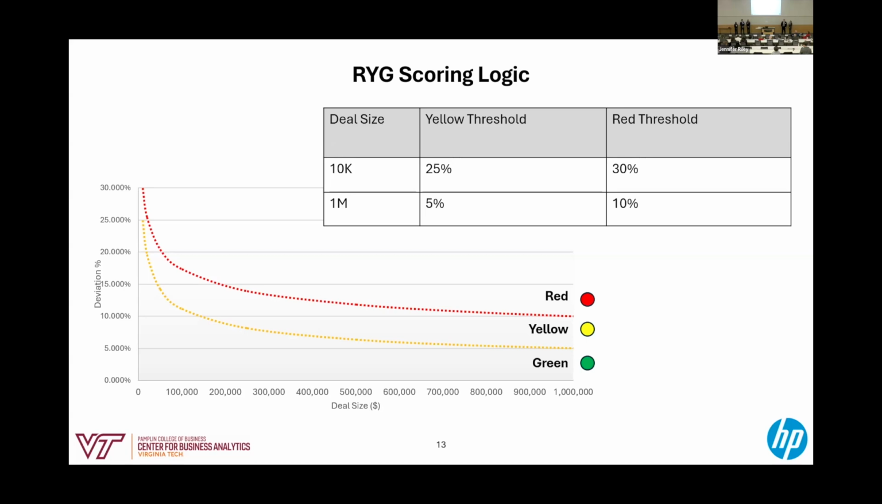Once we establish the allowed deviation from the curve, we can compare it to the actual deviation from the target. If the deviation is below the yellow line, then the product is categorized as green. If it's between the yellow and the red lines, then the product is categorized as yellow. And if it's above the red line, then the product is categorized as red. This strategy gives us a scalable and realistic way to evaluate performance while keeping the output simple for users.